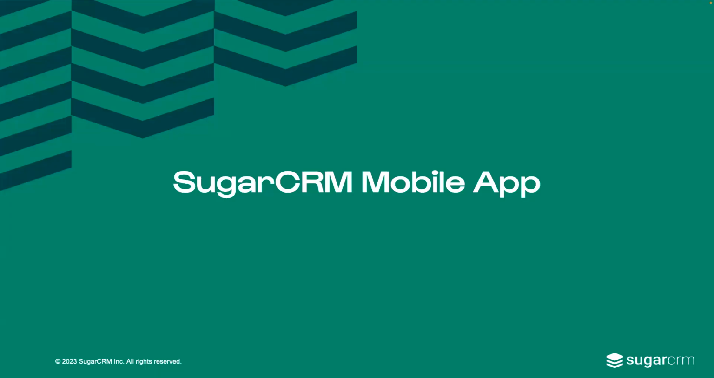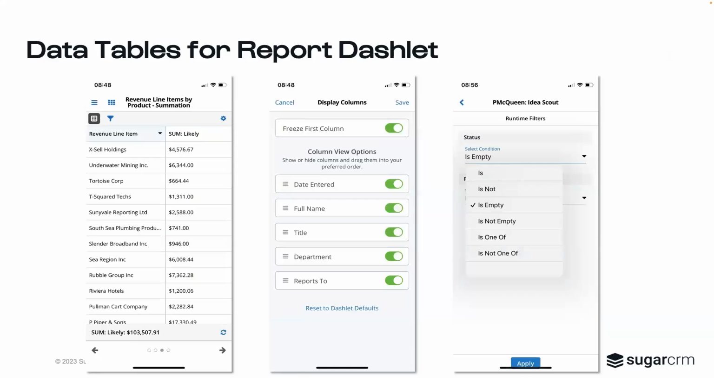Okay, next we have our Sugar mobile app. So there are some cool things we've done here. The first being that you can now view data tables for the report dashlet. So for any rows and columns, summation and summation with detail reports, you are able to view those in the report data table within the mobile app.